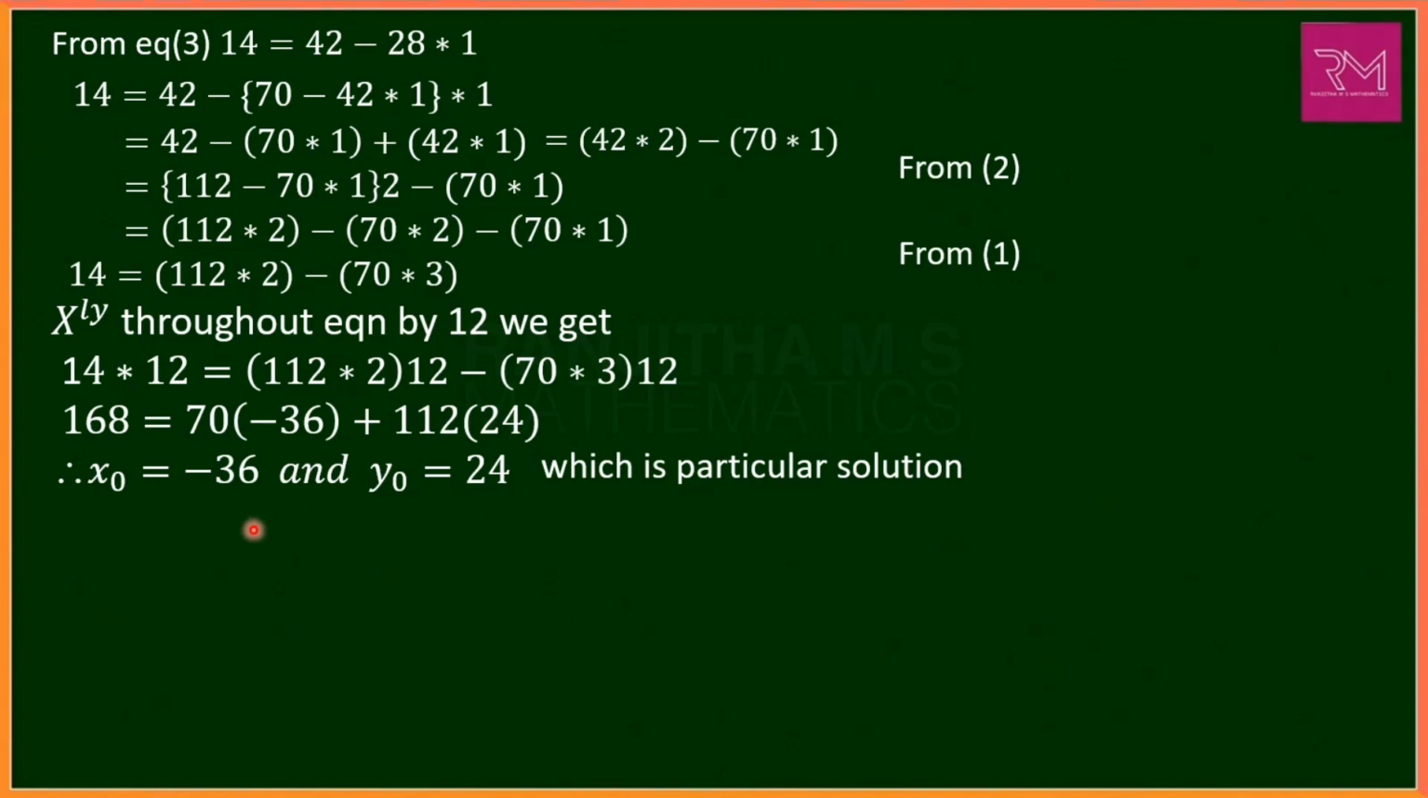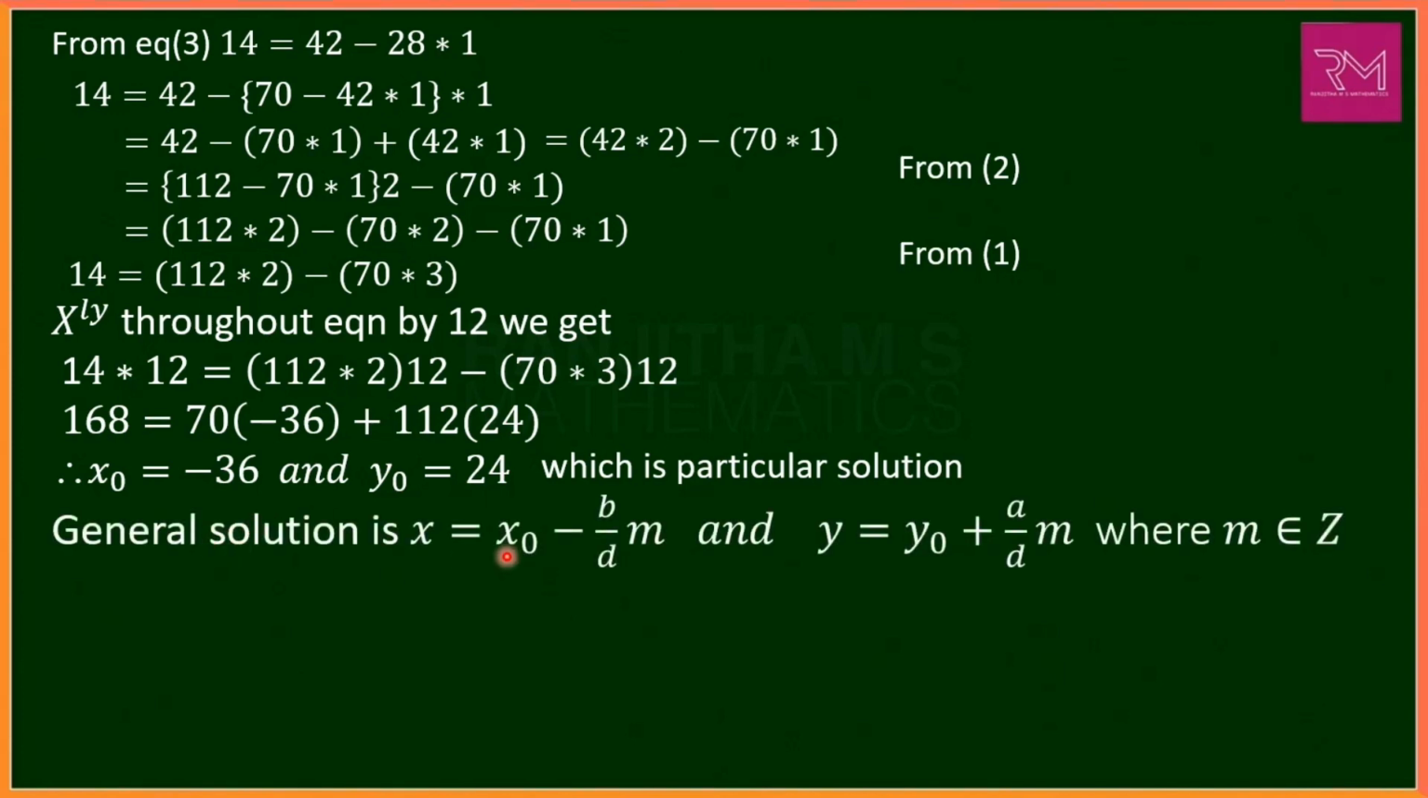Once you obtain the particular solution, next you have to find the general solution with the help of the formula: x = x0 − (b/d)m and y = y0 + (a/d)m, where m belongs to Z, that is some integer. Substitute the x0 value, y0 value, a, b and GCD value. Here x = −36 − (112/14)m, and similarly y = 24 + (70/14)m.